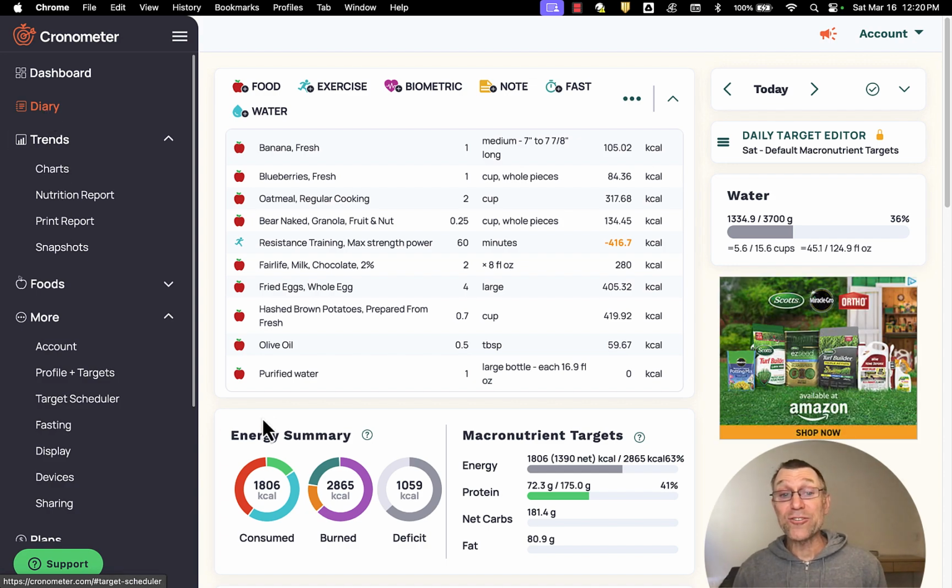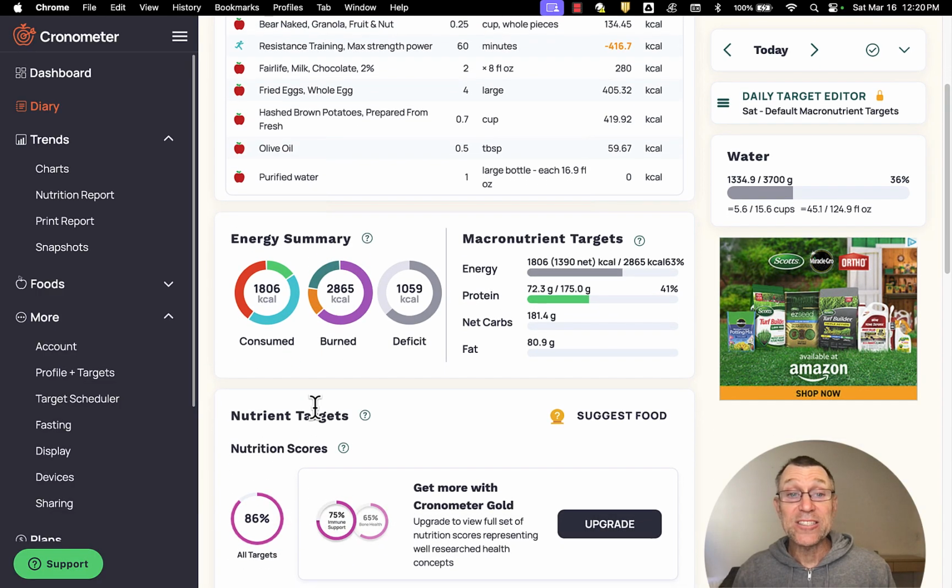Cronometer does a great job of summarizing information for us. Under the window with the foods that you entered in it, we can move down here and see this energy summary section. What Cronometer does is, in this first circular graph, show how much energy we've consumed so far today. This is not a complete day of food yet, right? So far I've consumed 1,800 calories.